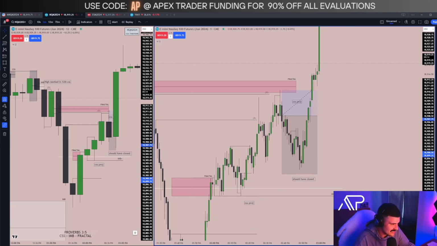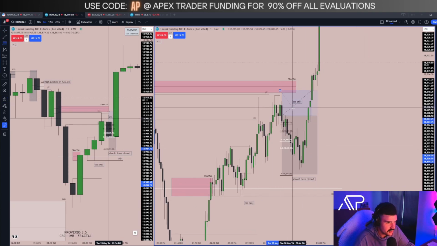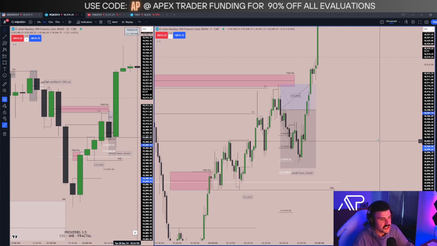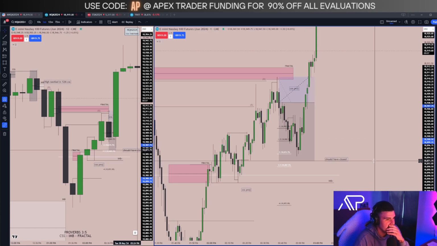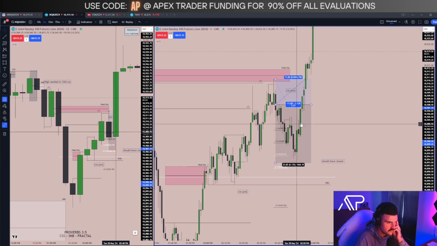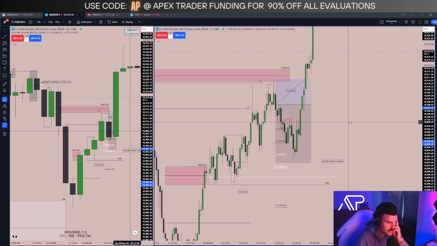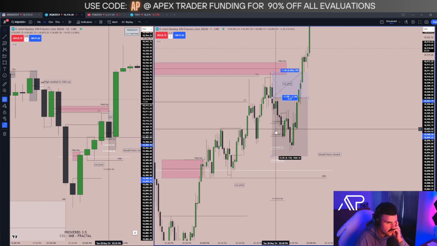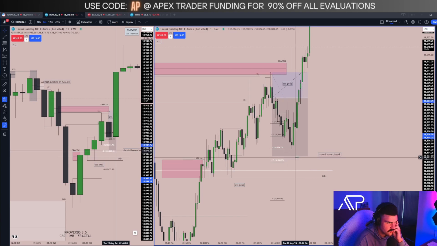But realistically, let me bump out these standard deviation projections off of the CSS. Where should I have closed? Look at this. It literally does not get much more precise than this. I'm telling you. -1, -1.5. What happens? We retrace back to this 1-minute CSS right up here. From there, we displace down to the -2, -2.5.